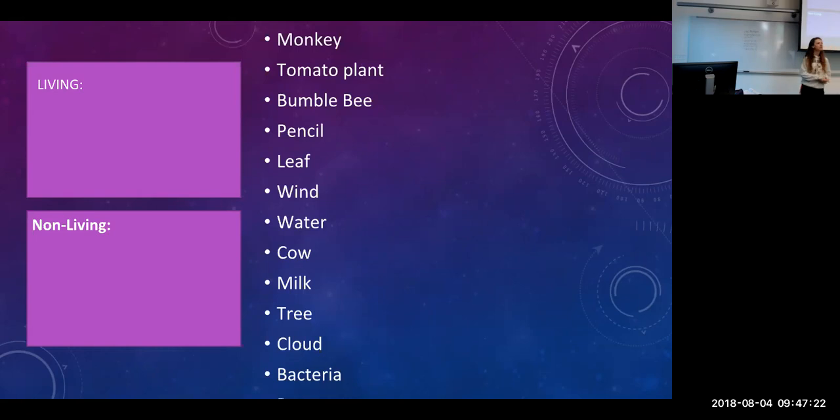Is a cow? Yeah. What about the cow's milk? No. Okay. A tree? Yeah. You think a tree is living? Okay. Do you think a cloud is living? No. All right. And what about bacteria? Yeah. You think bacteria is living? Okay. Well, we're going to learn more about this, and we're going to learn how to know for sure if something is living or non-living.